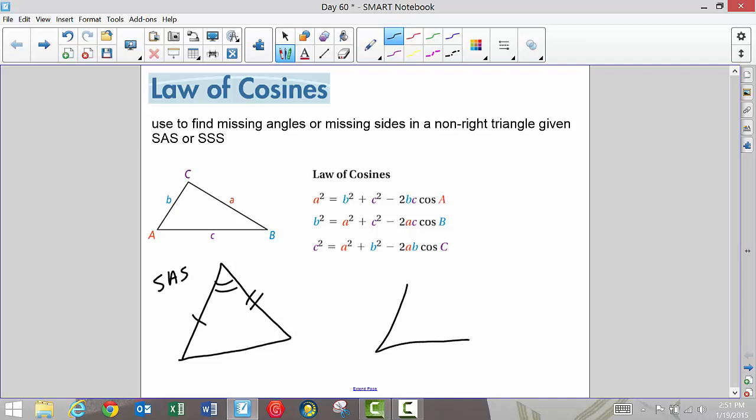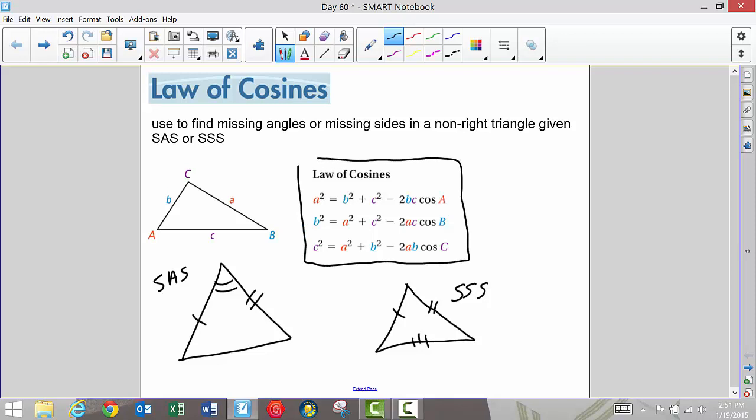And then obviously you can use it when you have all three sides of the triangle, which would look like this. So side, side, side. With law of cosines, you have three formulas you have to remember. They're listed right in front of you. And depending on what you are solving for, depends on what equation you use.